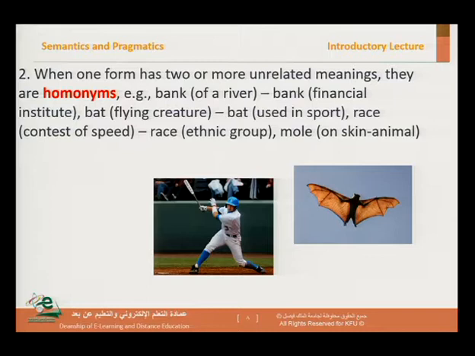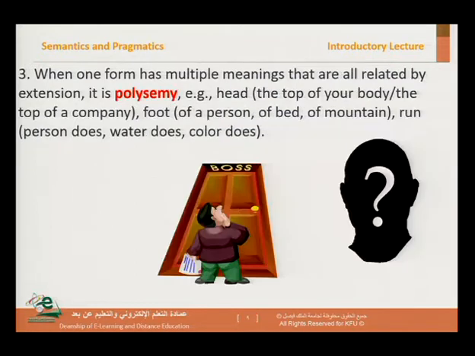When we have that, we call these homonyms. Homonyms. Okay? Now, keep that in mind, because polysemy, the last one, is kind of confusing. Now, here we arrive at polysemy. It's one form of a word that has multiple meanings that are all related by extension.